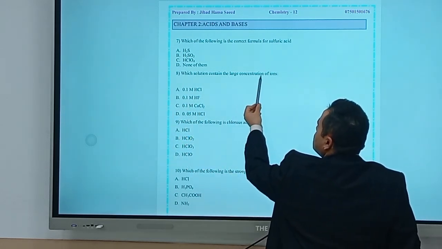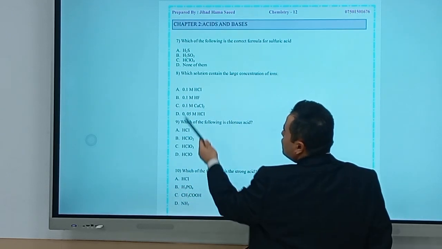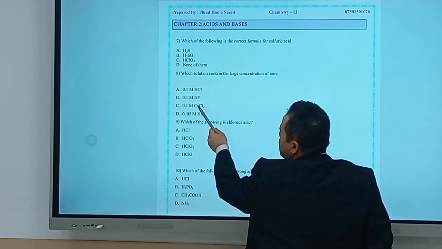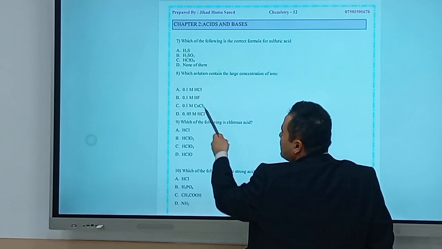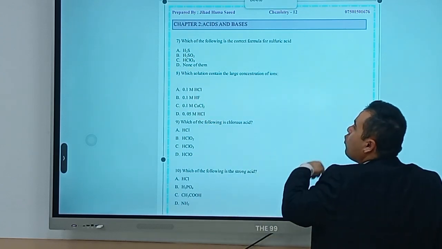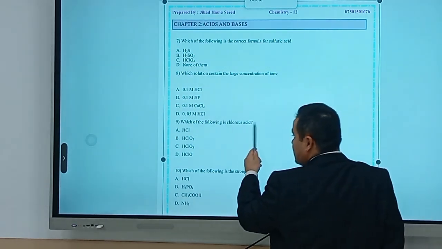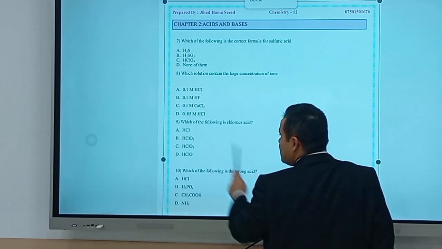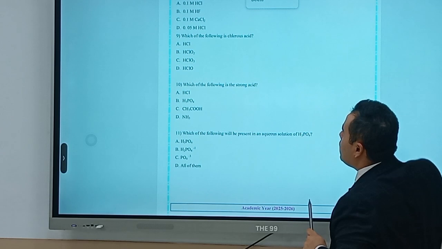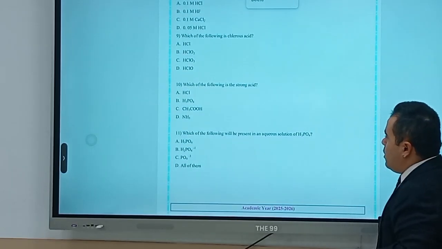Which solution contains the largest concentration of ions? The largest concentration of ions depends on the number of ion factors. For example, HCl has 2 ion factors, but CaCl2 has 3 ion factors. If their concentrations are equal, CaCl2 has a higher ion concentration than HCl. Which of the following is chlorous acid? Chlorous acid is HClO2. Which of the following is the strong acid? Of course, HCl is the strong acid.